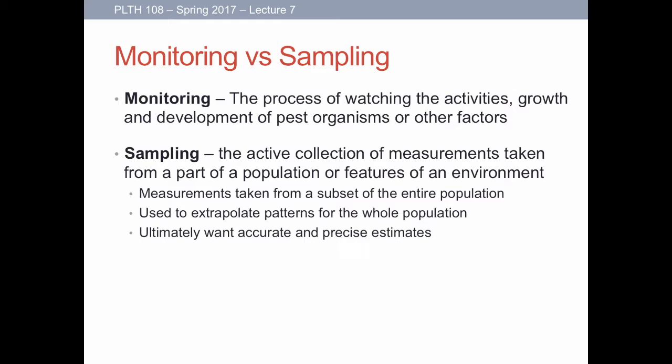Whereas sampling, on the other side, is the actual active collection of measurements from a part of the population or features of the environment. So you can think of sampling as the active process of getting those numbers that we use for monitoring. And the basic idea of sampling is that if we're out monitoring a field, right? And let's say we're interested in nematode populations. We want to know how many of them there are.